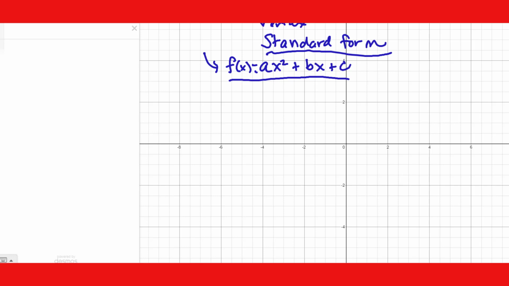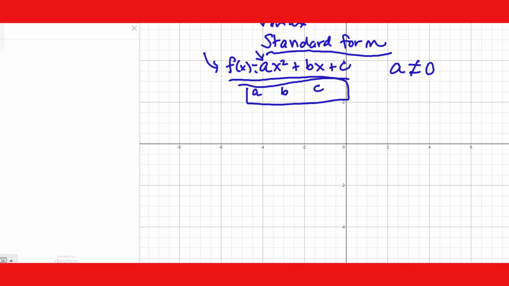Now, the values a, b, and c give us some really important information about a parabola, which is the graph of this function. The other thing we need to remember is that a is never equal to 0. That coefficient in front of the x squared is not going to be equal to 0.